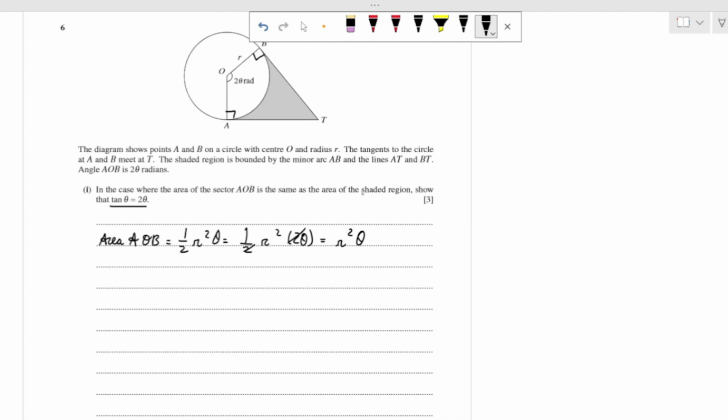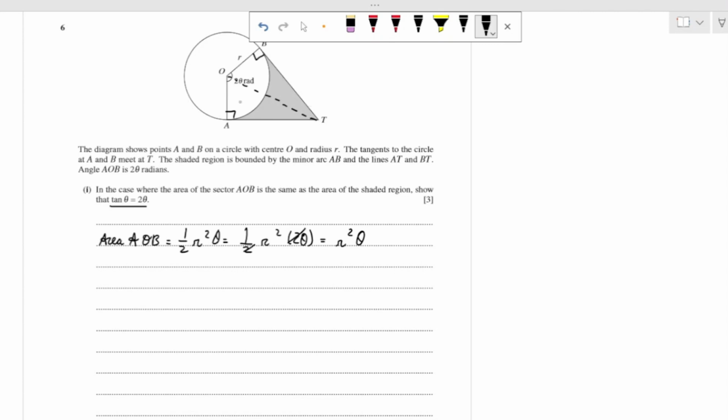So they have now asked us for the area of the shaded region. We have found area AOB, but now we need to find the area of the shaded region. What exactly is the shaded region? The shaded region is all of this area. So let's try to break this down into a simpler shape.